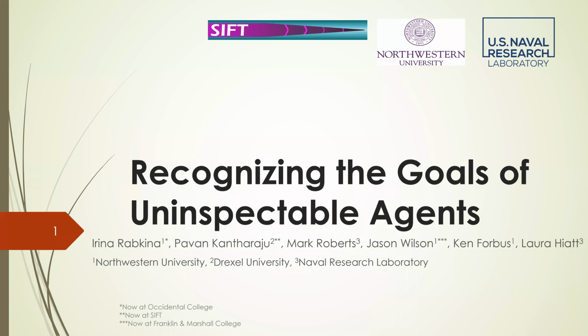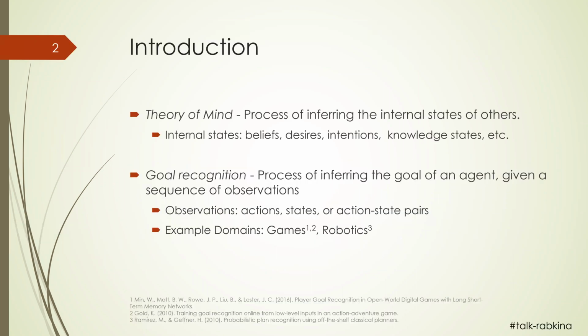So I'm presenting on the paper "Recognizing the Goals of Uninspectable Agents," which we worked on with some colleagues at Northwestern and NRL, although about half of us have moved on to the next place at this point. This work is at the intersection of theory of mind reasoning, which Adam just explained for us very well, but it's a concept out of psychology, which describes the process of inferring the internal states of others.